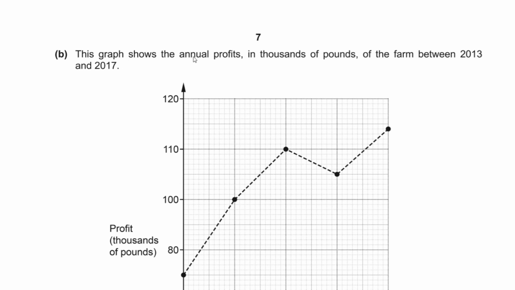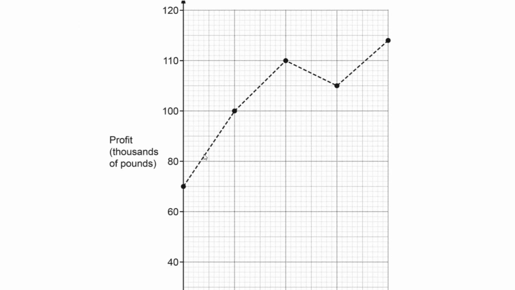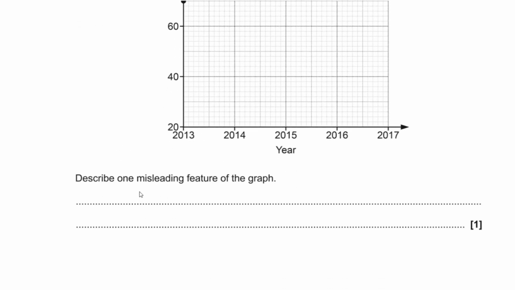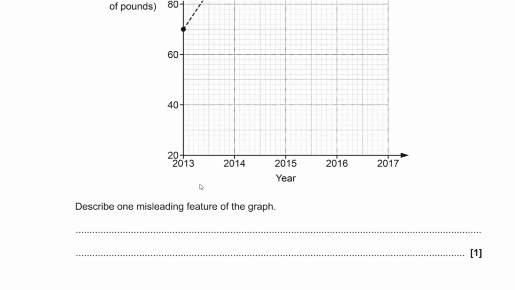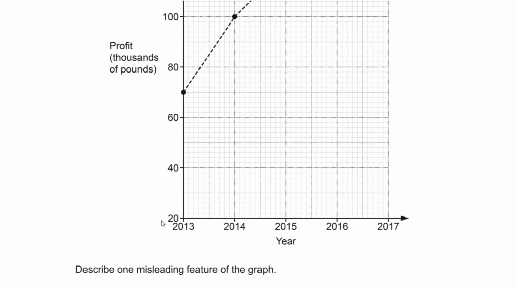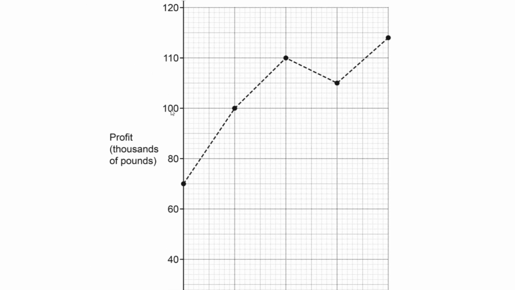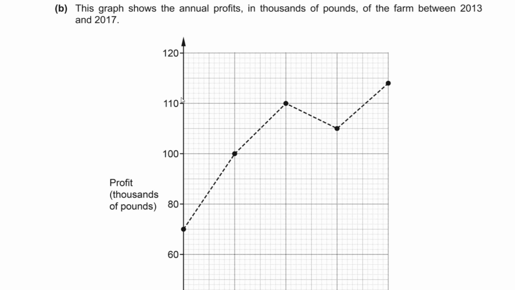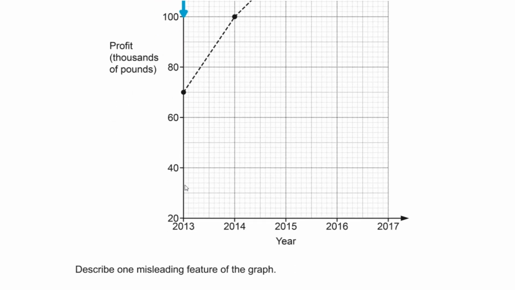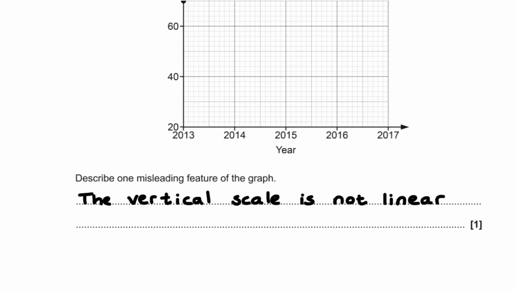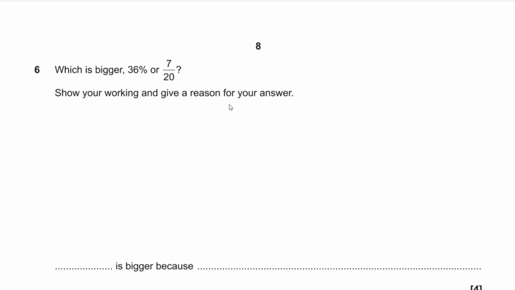Part B, the graph shows the annual profits in thousands of pounds of the farm between 2013 and 2017. That's what we see here. We have to describe one misleading feature of the graph. Well, we go from 20 to 40 to 60 to 80 to 100. Then here we go from 100 to 110, and then back from 110 to 120. So what we can see then is here we've got a 10, whereas below it we've got the 20s. So the vertical scale is not linear.